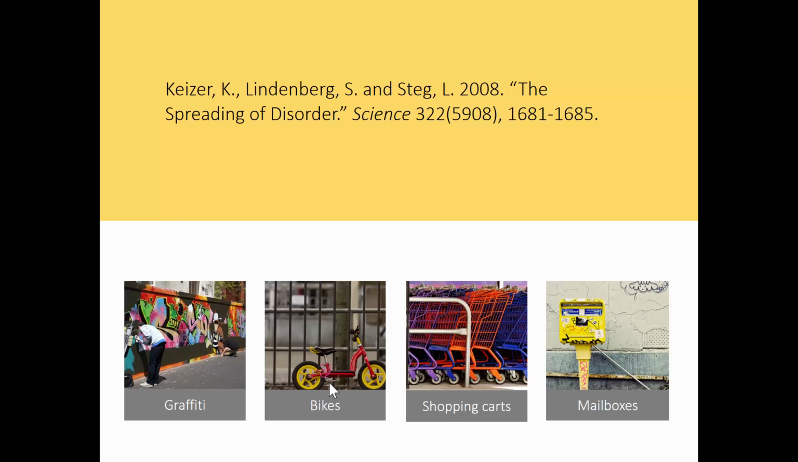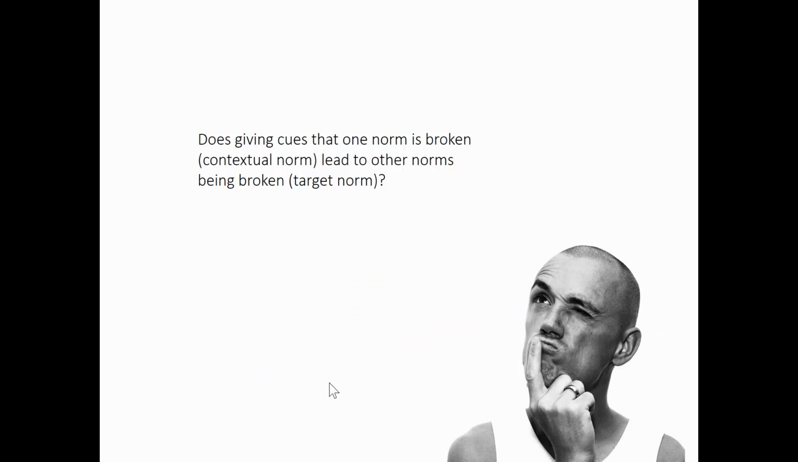Right? Okay, so the question in these different experiments was: does giving cues that one norm is broken, what they call the contextual norm, lead to other norms being broken as well? People observe one thing where people violate a certain norm. Does it lead to them breaking another kind of norm? That's the idea. And if that is the case, well, then we are on board. That's at the core of what broken window theory suggests, right?